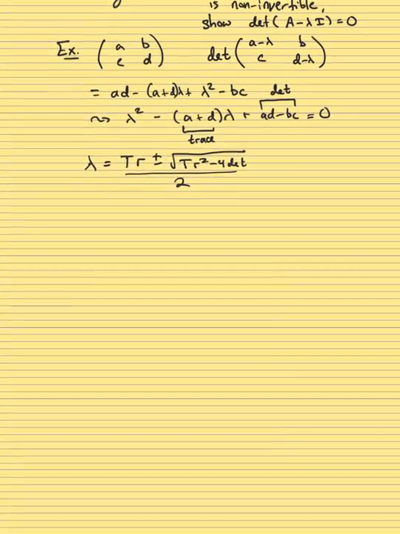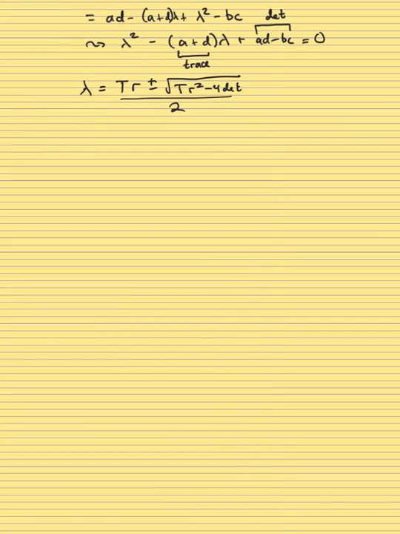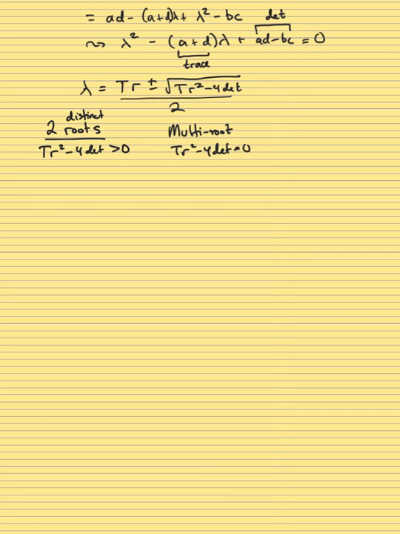Now there are three cases for the possible eigenvalues. You could have two roots which are distinct. This occurs if trace squared minus 4 determinant is greater than 0. You could also have a repeated root, and this corresponds to trace squared minus 4 determinant equaling 0. Or you could have no roots, which is where it's less than 0.